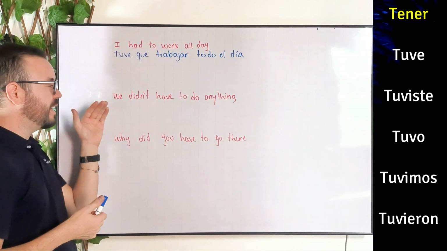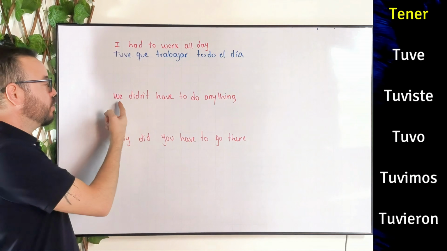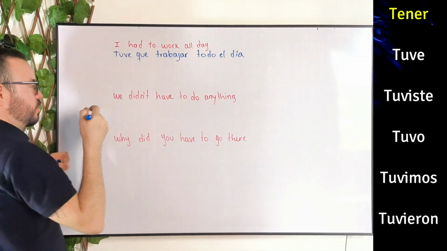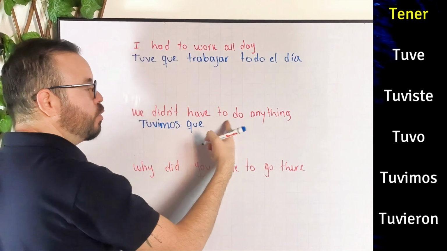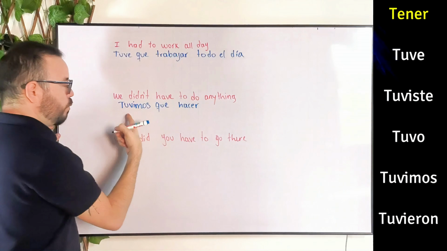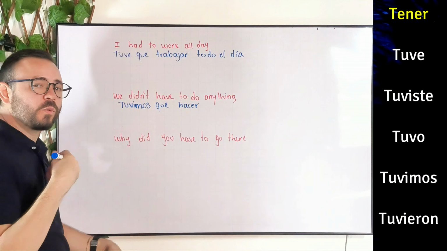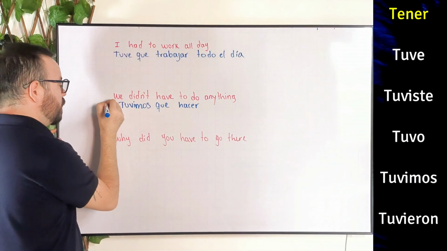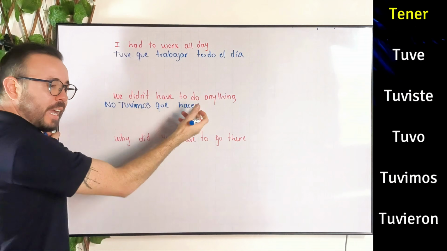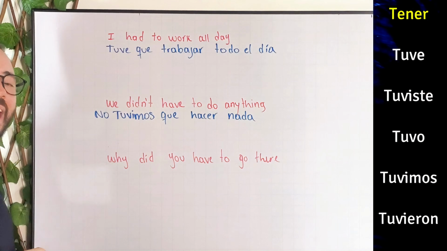Now, let's go with we didn't have to do anything. Since this is negative form, we always say the positive form first, right? So the positive form will be we had to do. So we had is just tuvimos que. And then to do, one more time, the verb in the infinitive form, the default form. So we just say tuvimos que hacer. That means we had to do. That's positive form. But since this is negative form, we just need to add no right before the verb. So I'm just going to say no tuvimos que hacer. That means we didn't have to do. And then anything is just nada. So the whole thing, no tuvimos que hacer nada, or we didn't have to do anything.